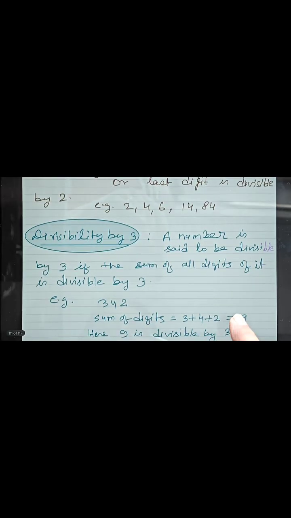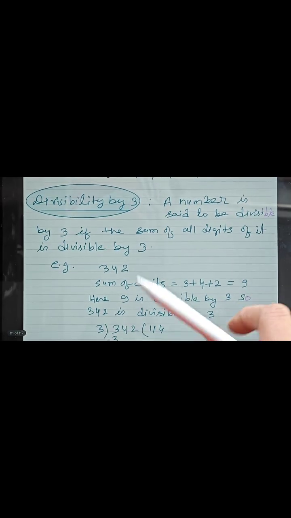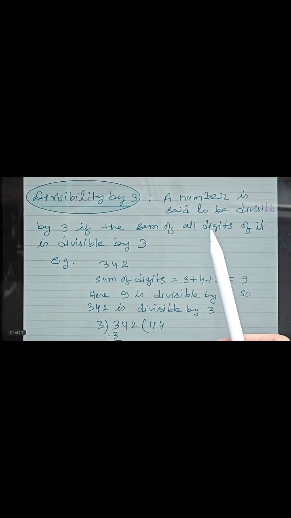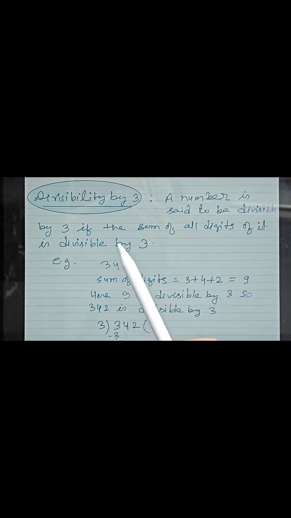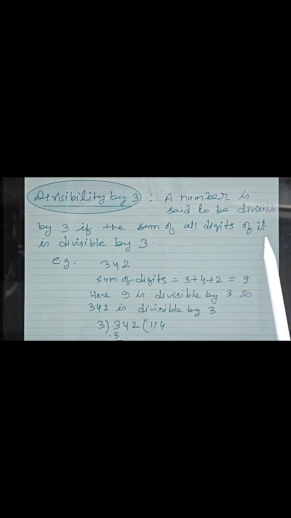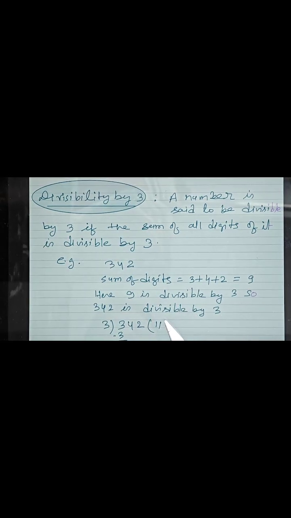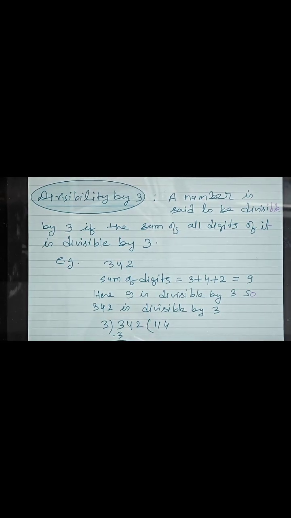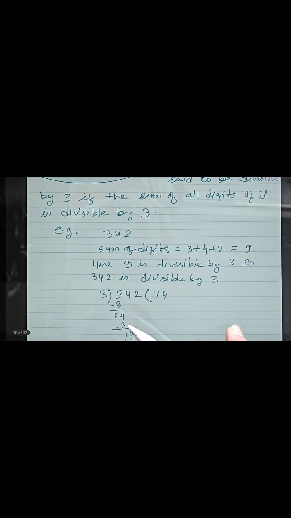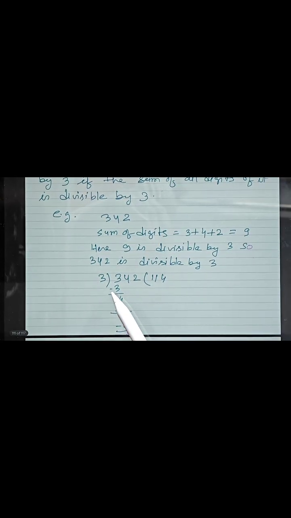Next, come to the divisibility by 3. A number is said to be divisible by 3 if the sum of all digits of it is divisible by 3. For example, 342. The sum of the digits here is 3 plus 4 plus 2 equal to 9. Here 9 is divisible by 3. So 342 is divisible by 3 and we can check it by actual division. Okay, so you can go through this.